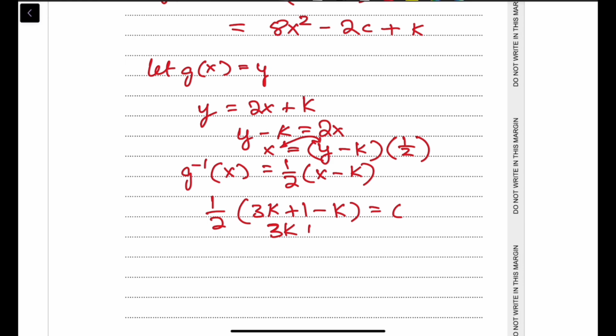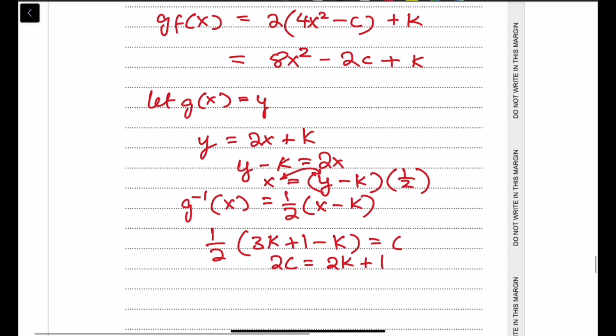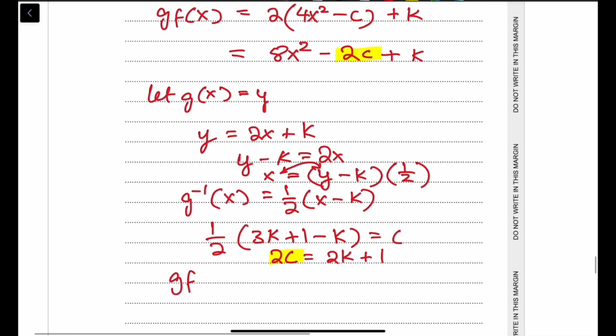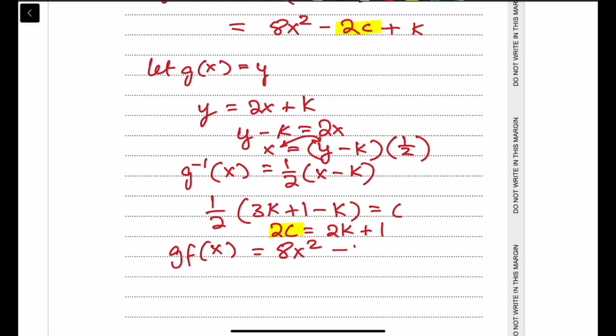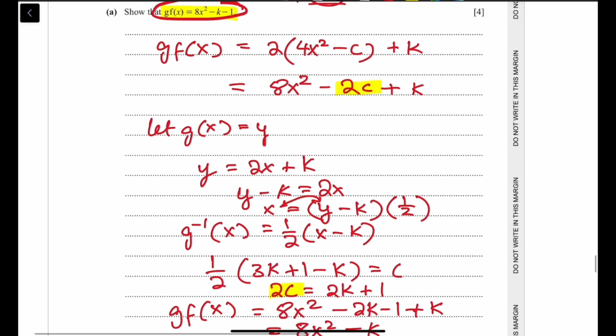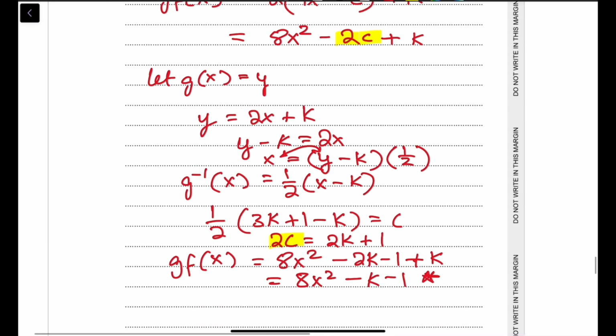So 3k plus 1 minus k, actually I can just do 2c equals 2k plus 1. I can just directly substitute that because we already have 2c on both sides. g f of x equals 8x squared minus 2k minus 1 plus k, which equals 8x squared minus k minus 1 as required.